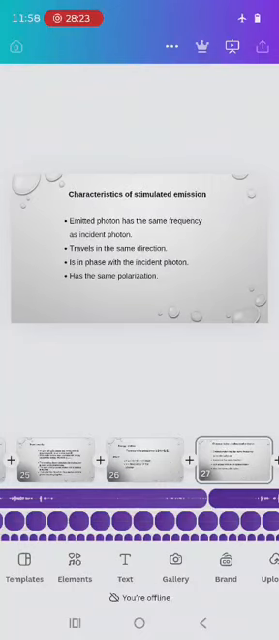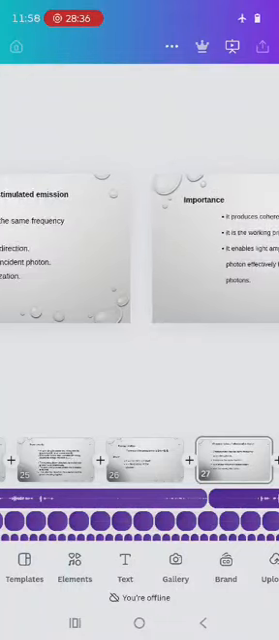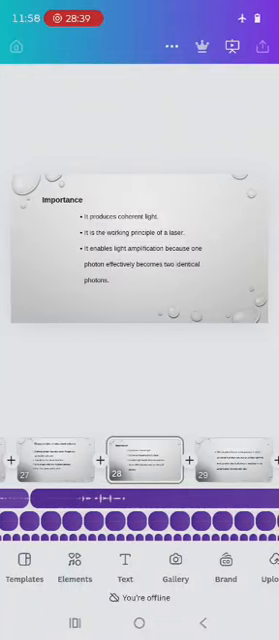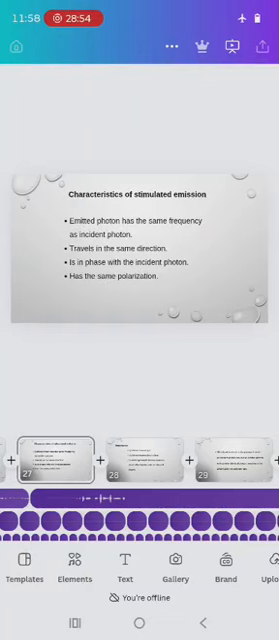Next, the characteristics of stimulated emission: it travels in the same direction, is in phase with the incident photon, has the same polarization and the same frequency. Importance: it produces coherent light, it is the working principle of the laser, and it enables light amplification because one photon effectively becomes two identical photons.